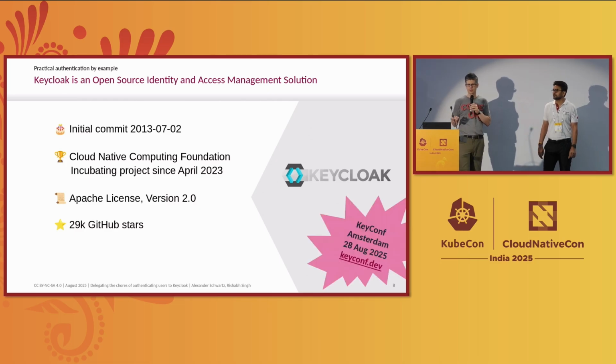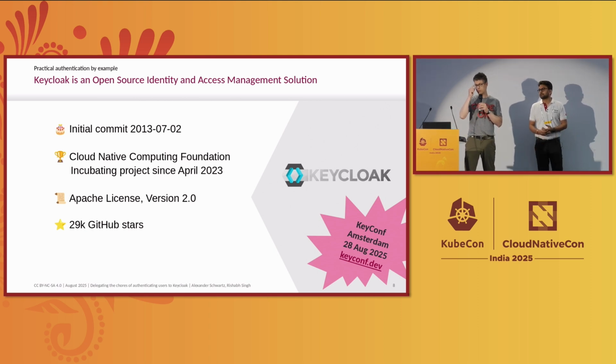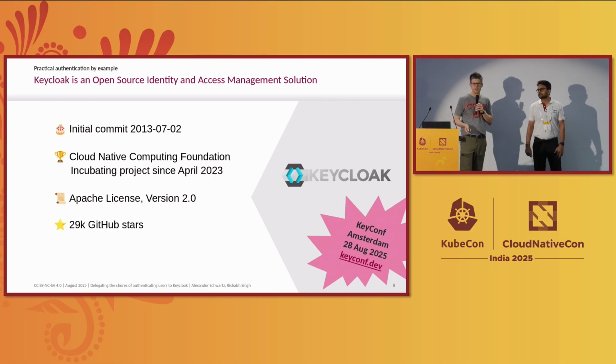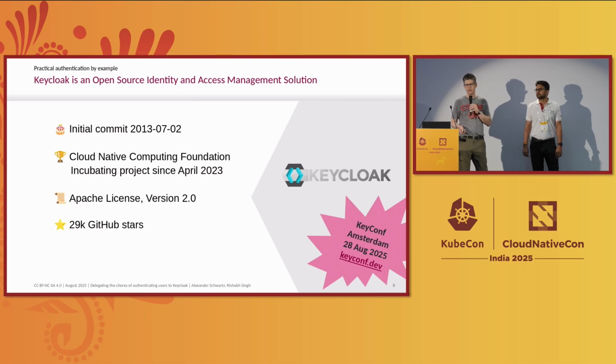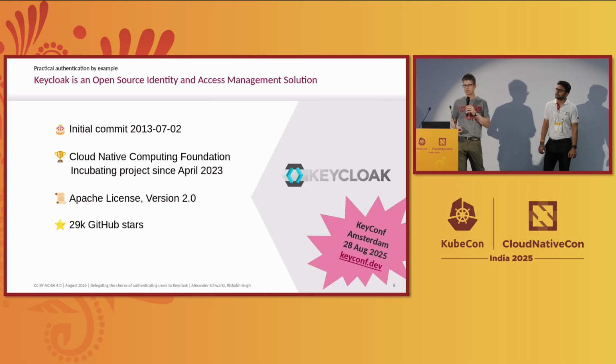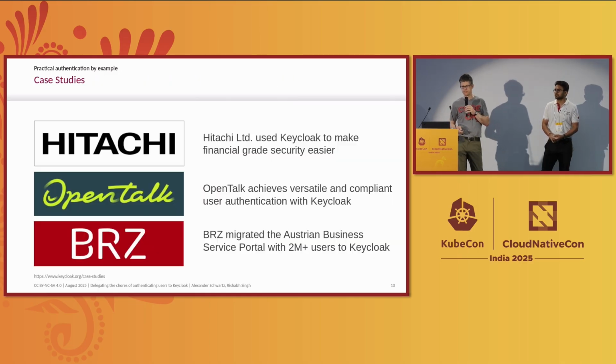Keycloak itself is an open source identity and access management system. It's actually 100% open source, so there's no open core or whatever. It's really 100% of it that is open source. The Cloud Native Computing Foundation accepted it as an incubating project in 2023, and it's starred at about 29,000 GitHub stars. And if you want to learn more about Keycloak, there's also a Keycloak conference happening in Amsterdam on the 28th of August. It's also going to be streamed online, so either join us there or watch it online.